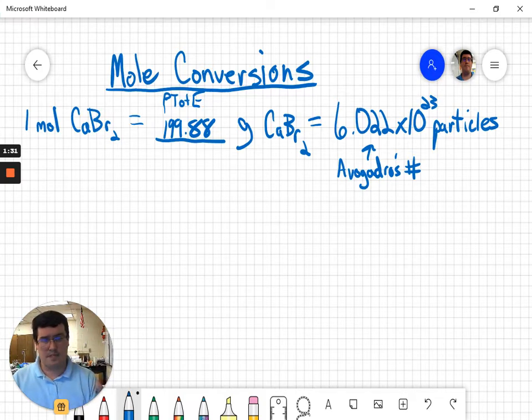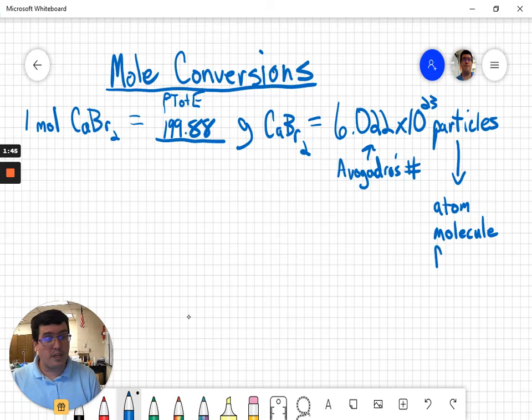Now, I'm going to also point out here that those particles could be atoms if it was an element. They could be molecules if it is a covalent compound. Or it could be formula units if that thing is an ionic compound. Not a covalent compound, an ionic compound. This happens to be an ionic compound. So it has Avogadro's number of formula units.